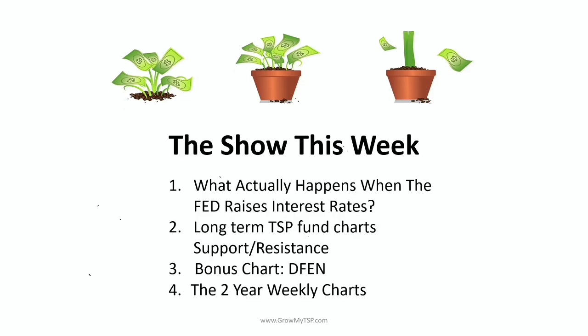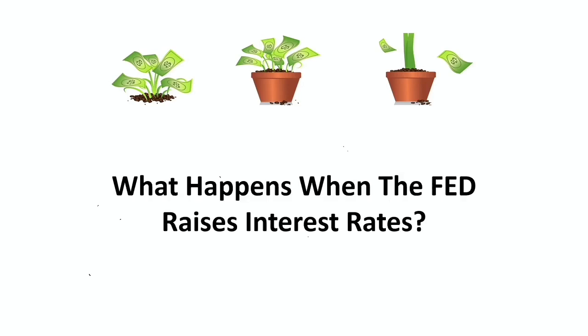So what we're going to do is look at what actually happens when the Fed raises interest rates, then we'll look at long-term TSP Fund Charts with support and resistance levels. I'm going to do DFEN again as the bonus chart. We did it last week, and I wanted to show what happened over the course of the last week or so. And then the 2-year weekly charts. So what happens exactly when the Fed raises interest rates?